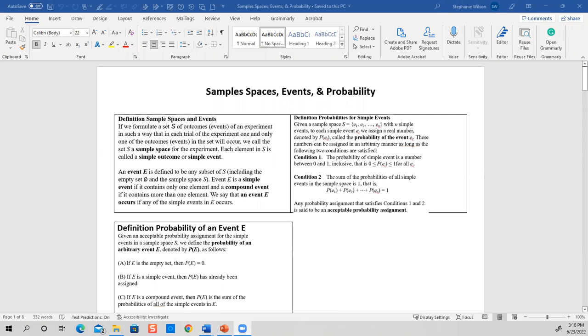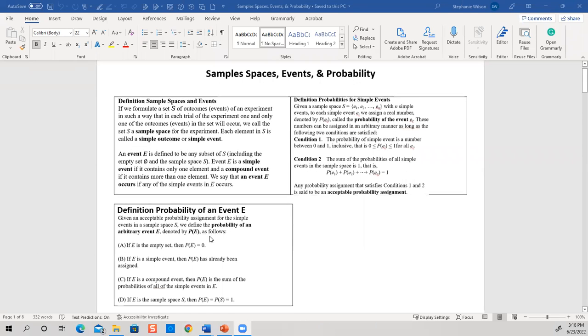Sample spaces, events, and probability. So just take a minute to read these definitions, get a good understanding on them, and let's move on.